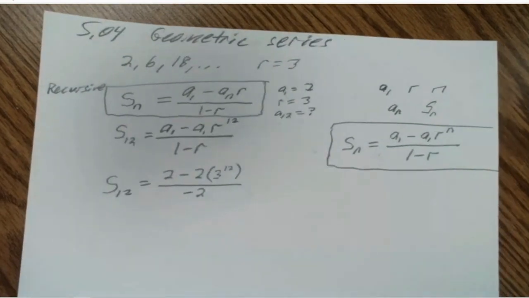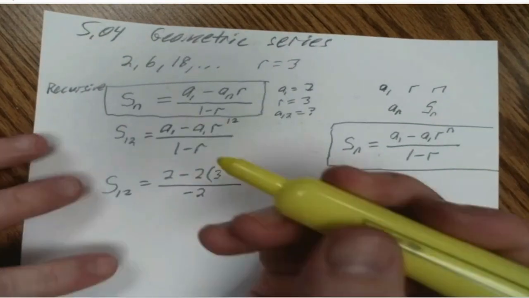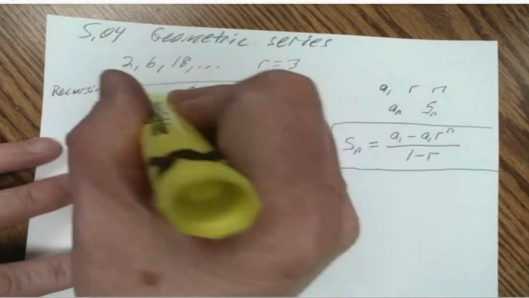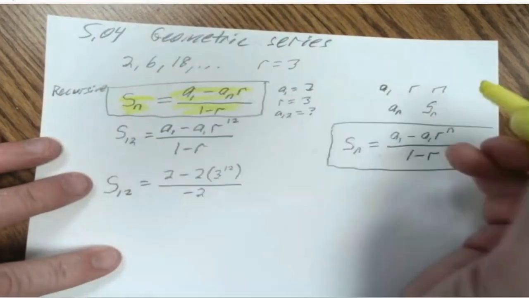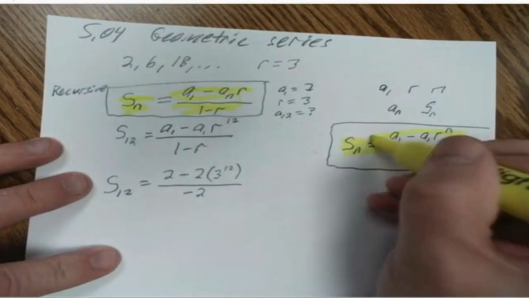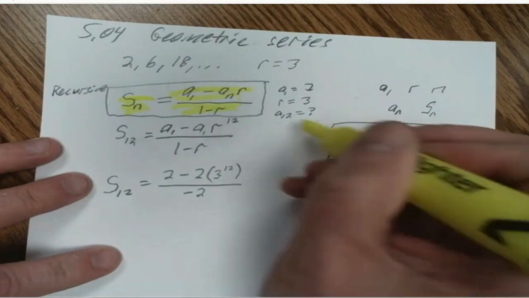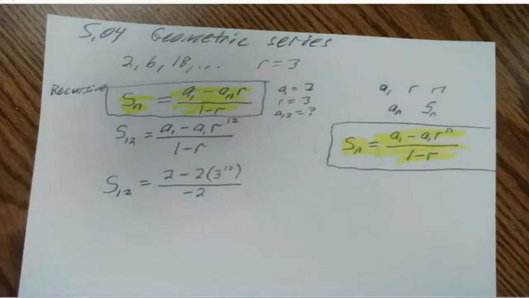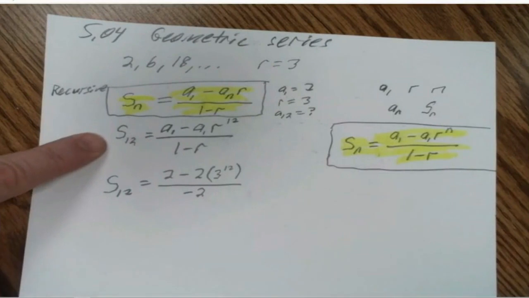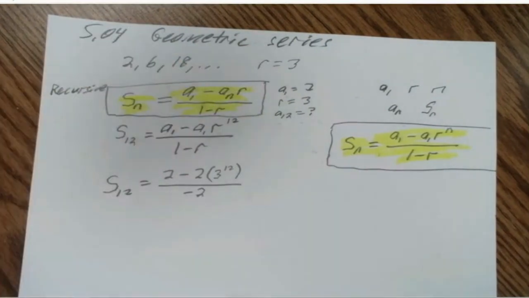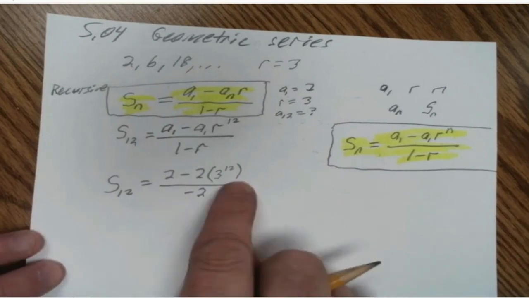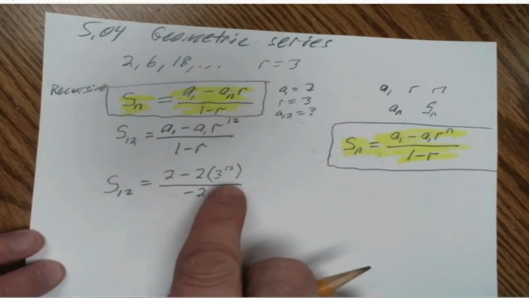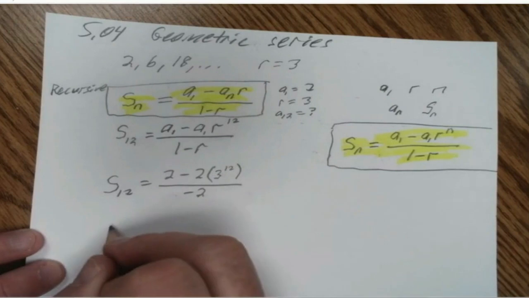Okay. Well, let me highlight these formulas again. Remember, when we see the S, that's always the sum. It's adding all the numbers up into whichever term you're using, which we're stopping at the 12th term. So we're adding up the first 12 terms of this geometric sequence. Now we just have to do the math. So let's do what's in parentheses first.